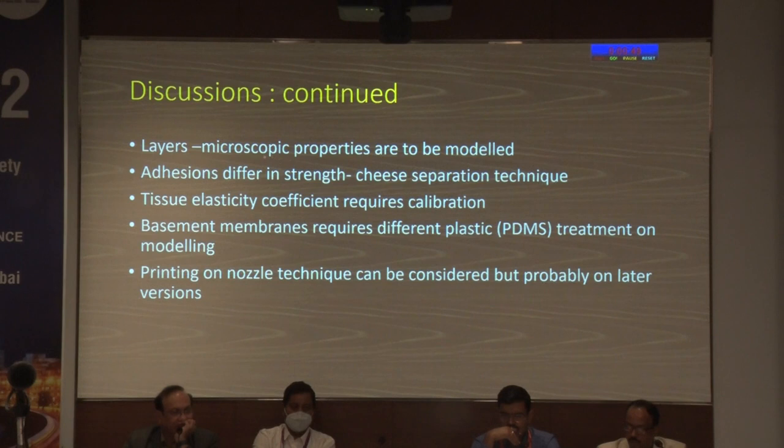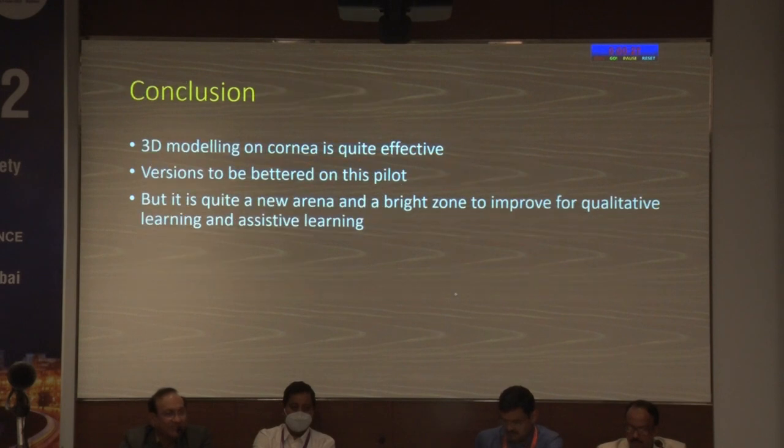Layers can be modeled, and microscopic properties can be modeled within the layers. Adhesions differ in strengths. The cheese separation technique can be used. So the cheese can be molded into a spherical layer as well. They can be compressed and they can be distracted from one another. A printing nozzle technique can be considered with PDMS, but bioprinting can also be made available. 3D modeling on cornea is quite effective.